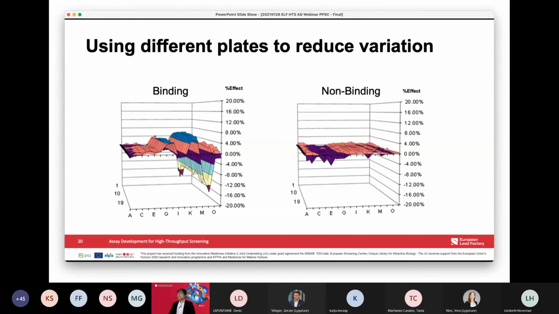There are multiple things that you can try if your CV is too high. An easy one is actually just by switching to different plate types. Here you see an example of a binding plate and a non-binding plate, and this is basically data from each well, and you can see that in this one you have a lot of variation, and switching simply to another plate reduces that variation without changing anything. So this may be, for example, due to stickiness of the protein.